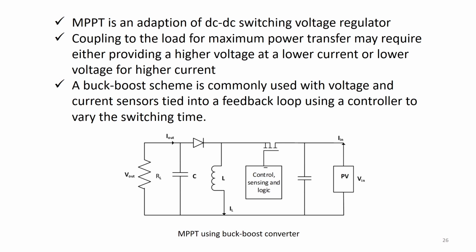So, this is the configuration where MPPT uses a buck boost converter. We can have PV, then we have control and sensing and logic and other electrical connections. What we are really interested in is the power output of the PV system. If we write the power output of the PV system, P is equal to V into I.